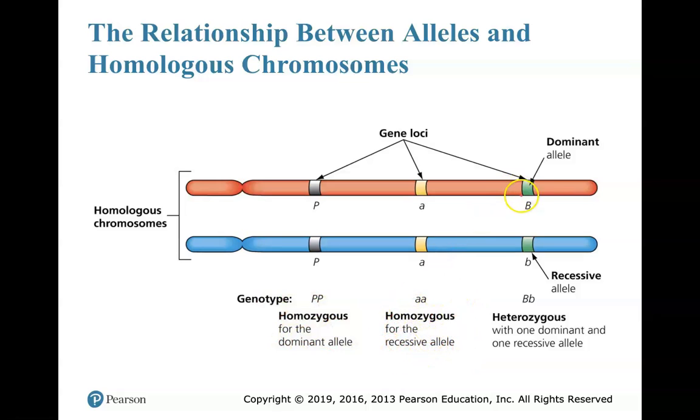Here is our last gene, showing a dominant allele and then a recessive allele. Because I have two different alleles now, that individual is heterozygous, showing one dominant, one recessive. Keep in mind that the dominant allele will mask the recessive allele for whatever phenotype it's encoding for.